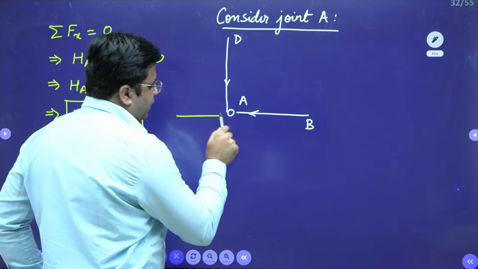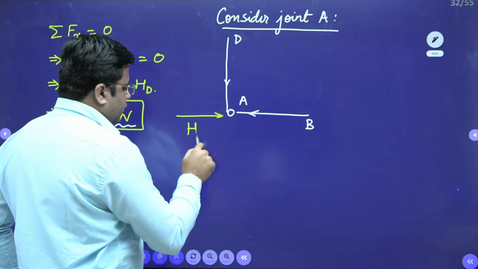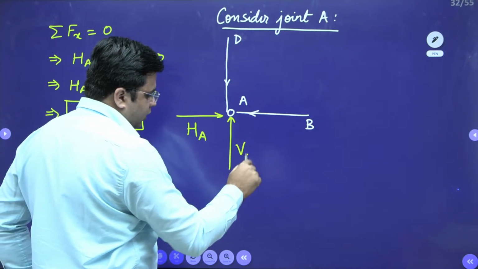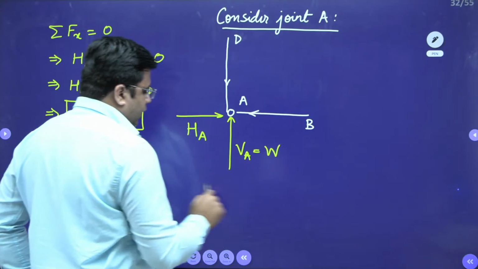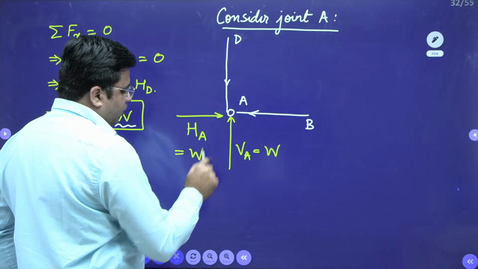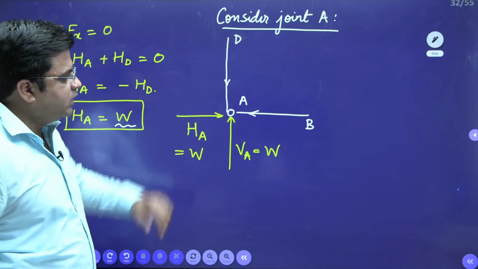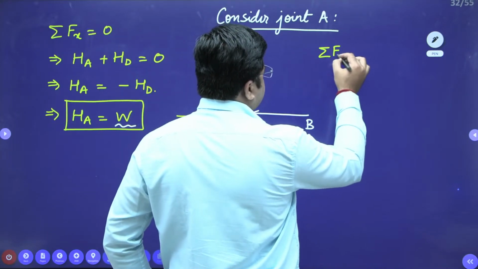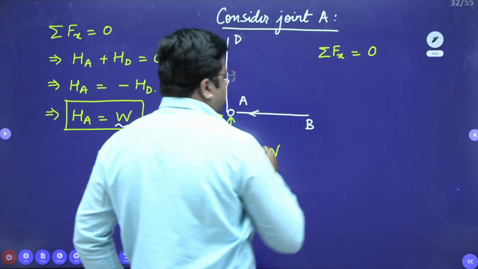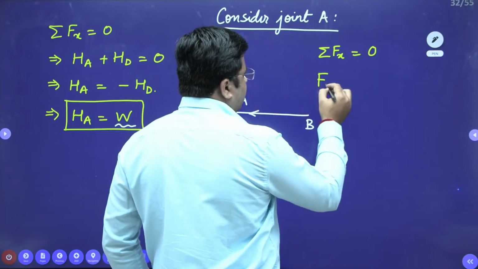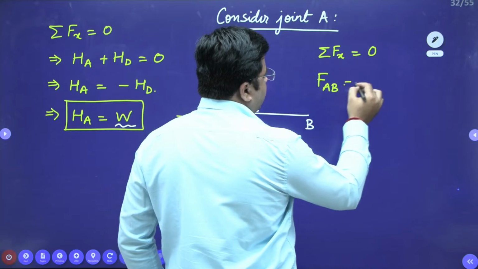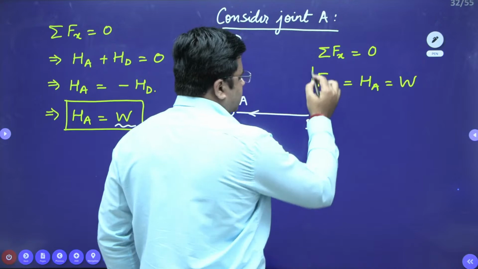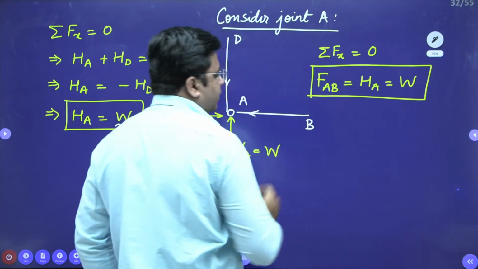These are my external reactions. This is HD, this is HA, and this is VA. VA is also equal to W, and HA is also equal to W. When you take the summation of horizontal forces to be 0 for this joint, summation Fx equals 0, you will find that force in the member AB will be equal to HA, that is nothing but your W, right. So this is your force in the member AB.